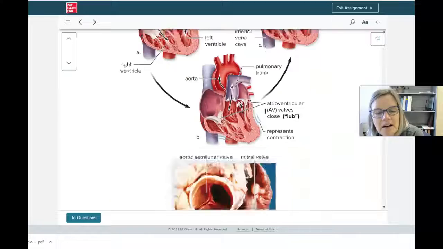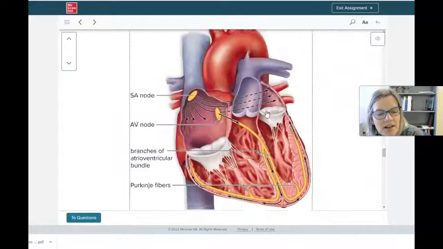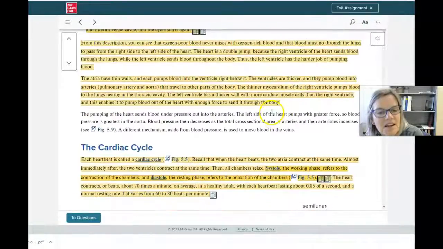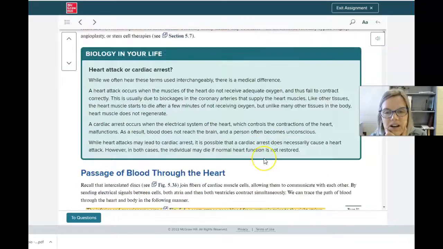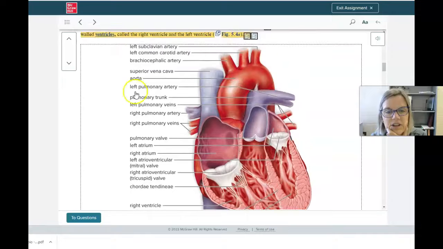Let's see. Now the last thing I think I'm going to talk about in this section is the cardiac cycle. And when we're talking about the cardiac cycle, we're talking about how the heart beats, the rhythm of the heartbeat, and what's happening there. And so what's going to happen is the deoxygenated blood is coming in on the right side of the heart from the body, from the vena cava. And the oxygenated blood is coming in on the left side of the heart from the lungs through the pulmonary veins. So we look at that. Blood is coming into the right atrium and into the left atrium.